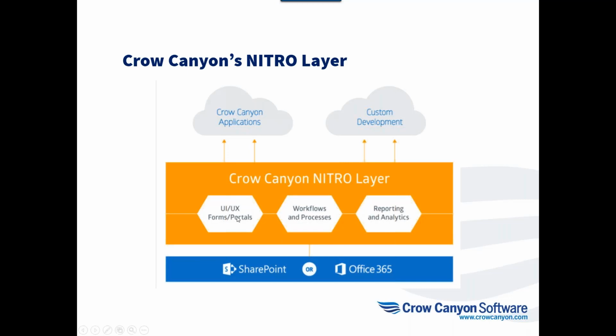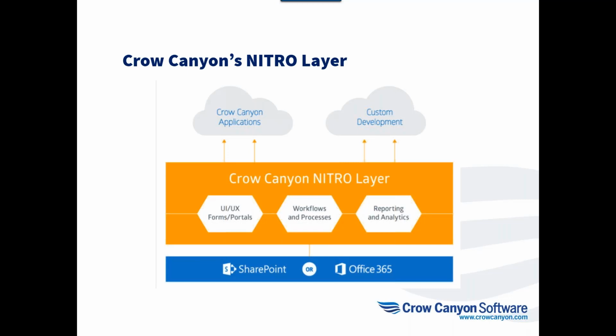The Nitro Layer provides the elements that SharePoint and Office 365 are missing. There are UI and UX elements, the forms and portals. That was the subject of the first webinar. The middle component, you could say, streamlines and helps automate business operations, the workflows and processes. That was the subject of the second one. And this one, the third point, is the reporting and analytics and dashboards, and that'll be the subject of this one. Together, these are the Nitro Studio, and they provide the capability to really produce applications and custom development on top of SharePoint and Office 365.